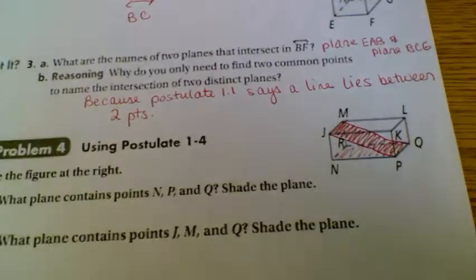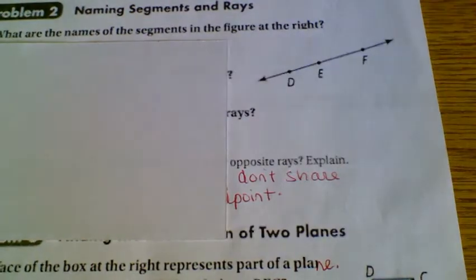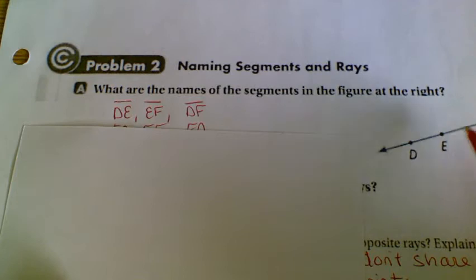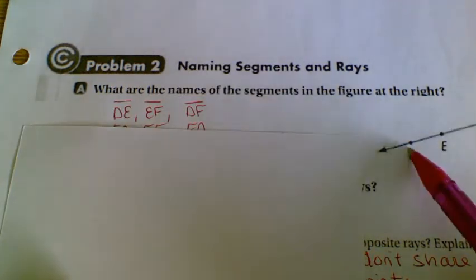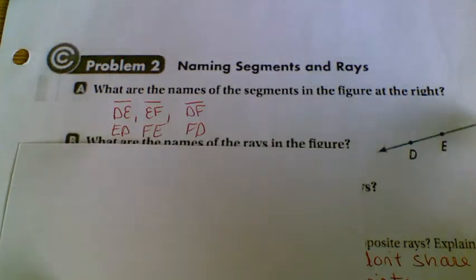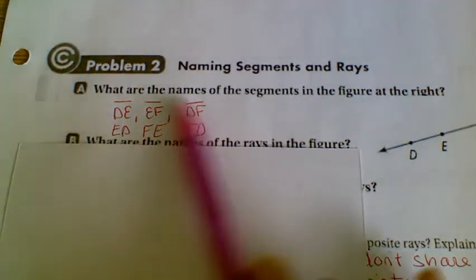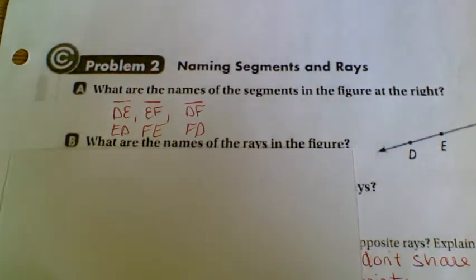Okay, very important stuff. Even though it's introductory, you want to make sure you know how to name that stuff. Okay, now we're going to talk about segments and rays. So how can you name some segments in the figure? There's all kinds of them. One is, you could say DF, you could say EF, you could say DE, and then you could also do any direction of the other way. So FD, FE, and ED. So there's actually 6 different ways you could say that.